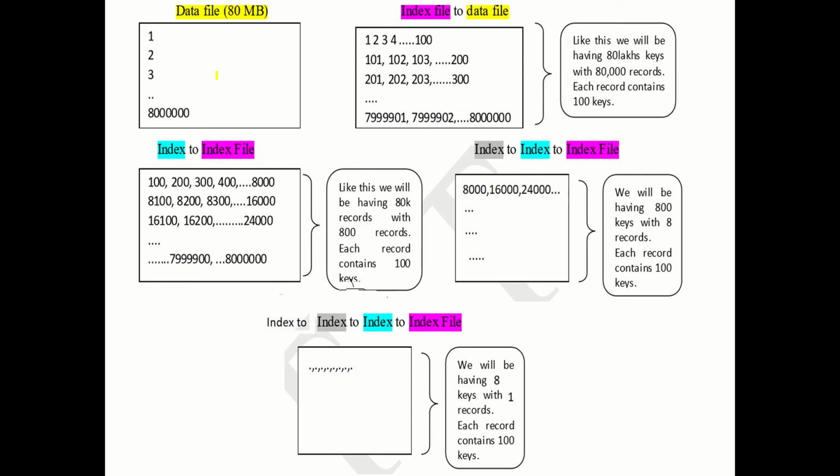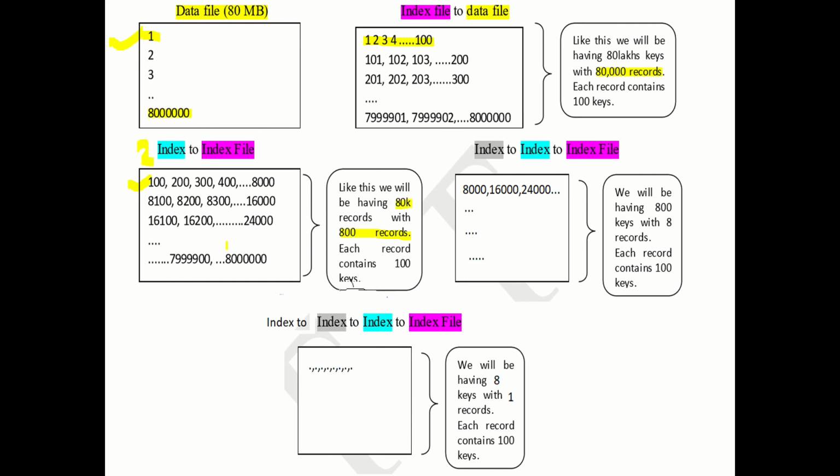So this is how it looks. Consider that I have a data file of 80 MB, having 1 to 8 lakh records. The first index file is like this. It has keys which point to the first 100 records of your data file. So it has 80,000 records, which have keys for your 8 lakh data. Now we go for the second index file, this one. Here again every record has 100 keys. So it comes to 800 records, each having 100 keys.